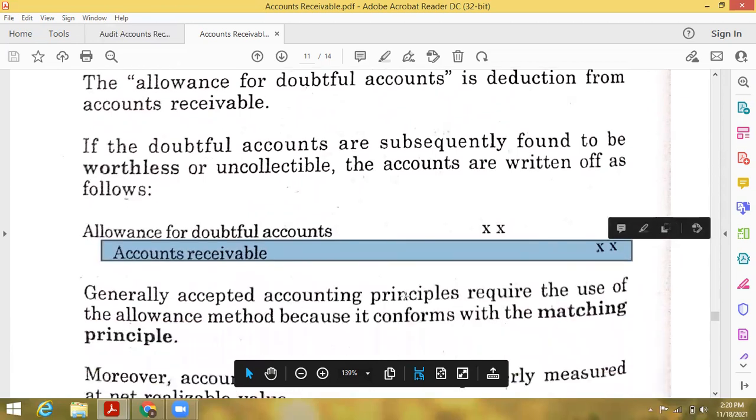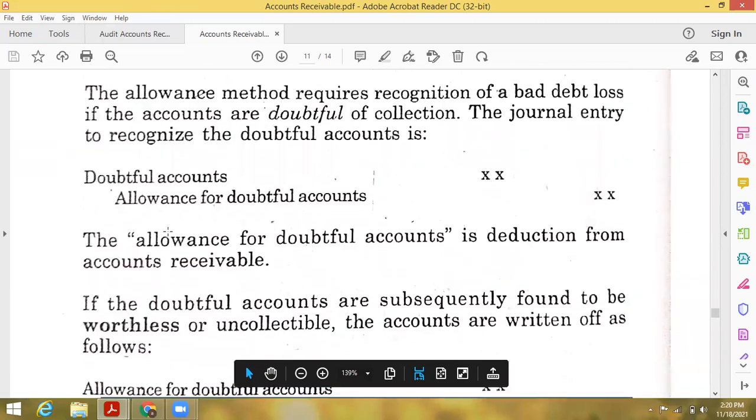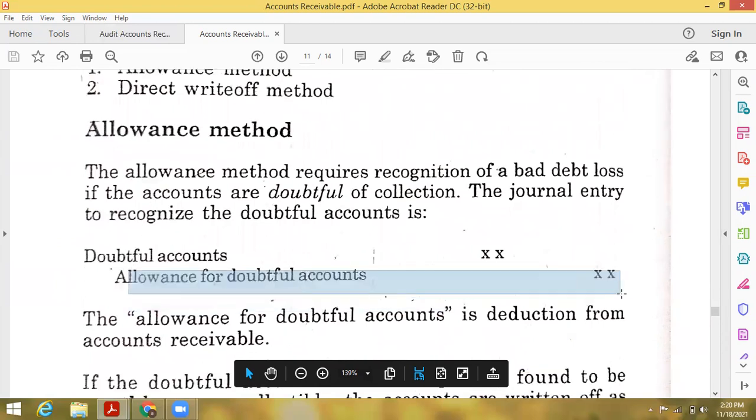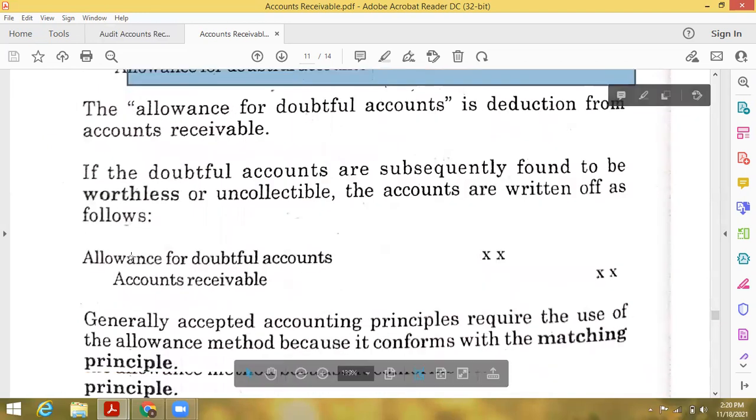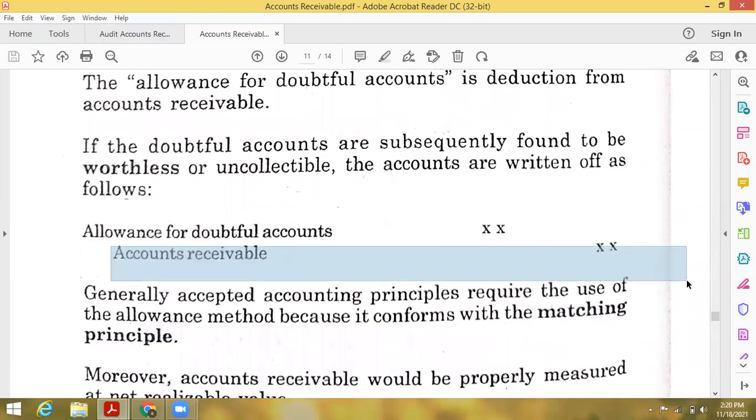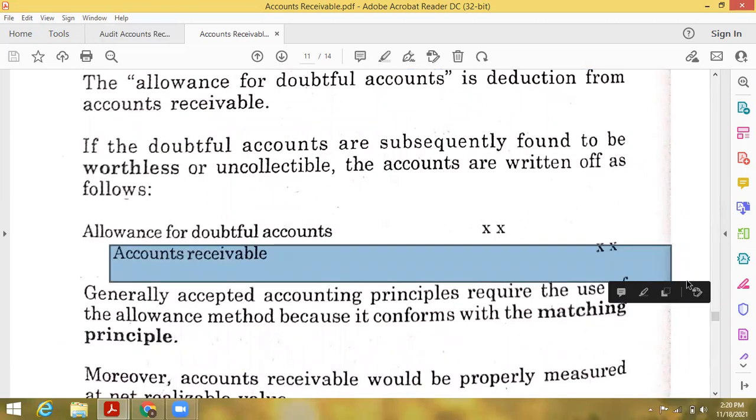Yung credit na siya. Ito kasi, yung allowance na to is, ina-estimate lang muna natin, baka may hindi mabayaran. So pag hindi nakabayad, tanggalin na siya sa utang. Kasi hindi na yun makakabayad. Kung hindi na siya magbabayad, hindi na siya magbabayad.